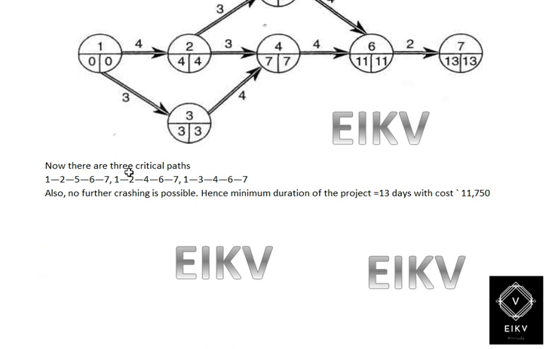Now there are 3 critical paths: 1-2-5-6-7, 1-2-4-6-7, and 1-2-4-5-6-7. Also, no further crashing is possible. Hence, the minimum duration of the project will be 13 days.